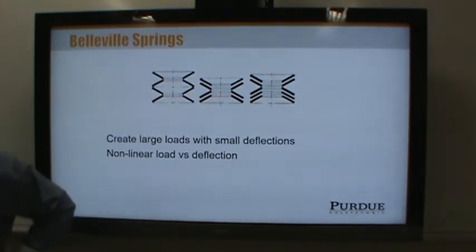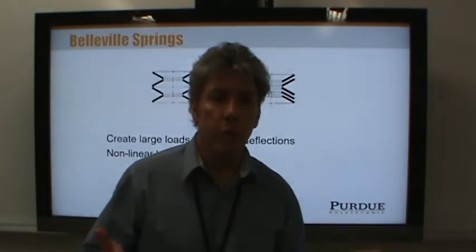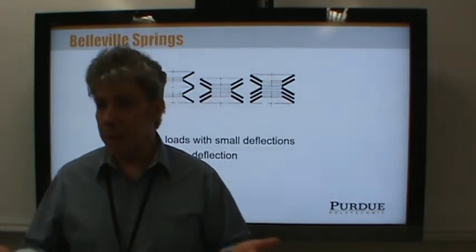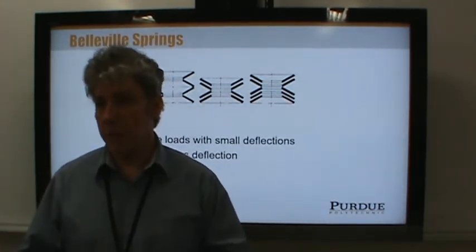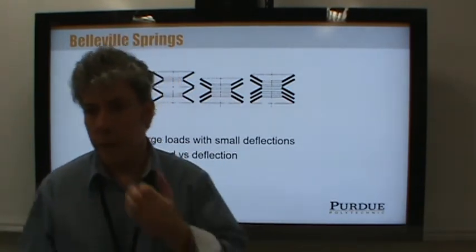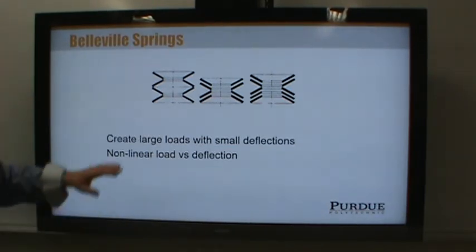Yes, sir? What exactly do you mean when you say they're nonlinear? What I mean, most of the time when we talk about a spring, what equation do you think of as soon as I say a spring? What do you think of? F equals kx. That's a linear relation, right? The farther the deflection x, the force is proportional to it, right? So bigger deflection, bigger force, just proportional. This is not that way.